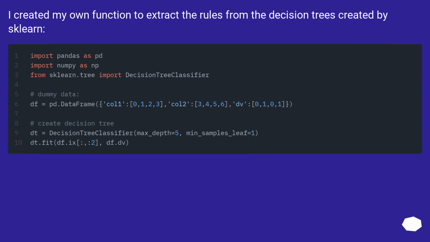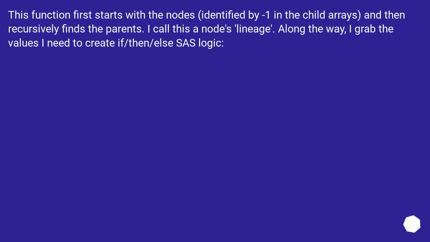I created my own function to extract the rules from the decision trees created by scikit-learn. This function first starts with the leaf nodes, identified by -1 in the child arrays, and then recursively finds the parents. I call this a node's lineage. Along the way, I grab the values I need to create if/then/else SAS logic.